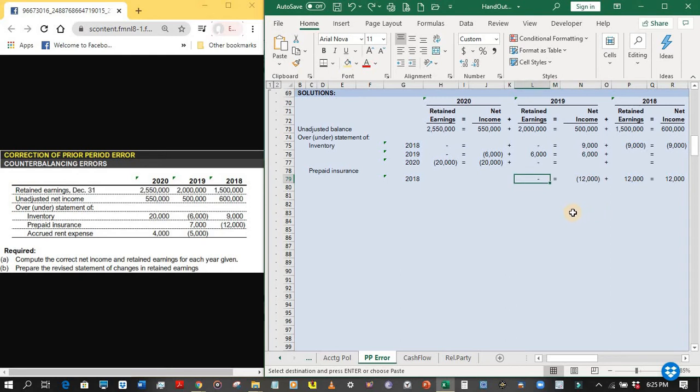So mathematically, 12,000 plus negative 12,000 is equal to 0. So since the 12,000 pesos is already corrected in 2019, it means that the 2020 retained earnings is already correct.